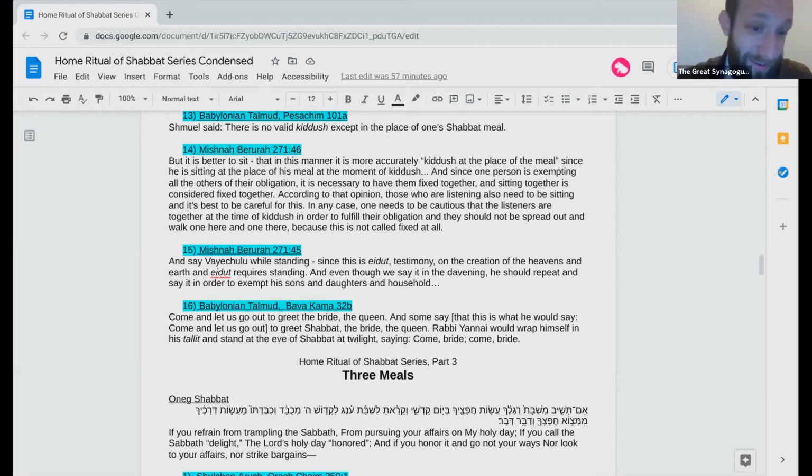And the second reason for standing is in source 16. Come and let us go out to greet the bride and the queen. And some say that this is what he should say: Come and let us go out to greet the Shabbat, the bride, the queen. Rabbi Yanai would wrap himself in his talit and stand at the eve of Shabbat at twilight, saying, "Come bride, come bride." So the other reason for standing relates to this, and it relates also to something we do during Lecha Dodi.